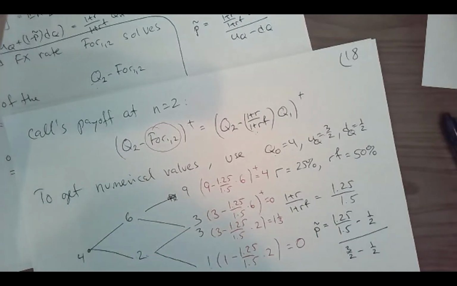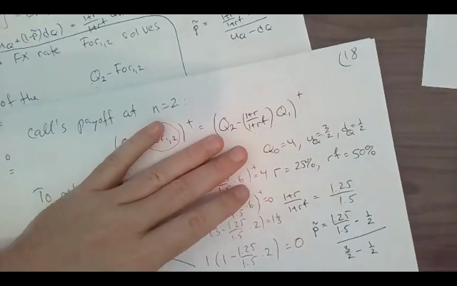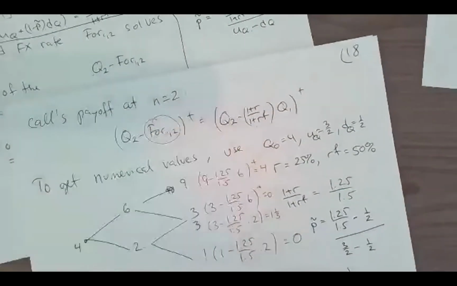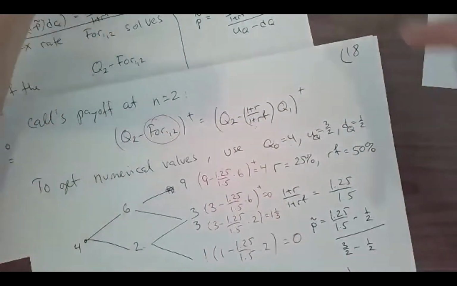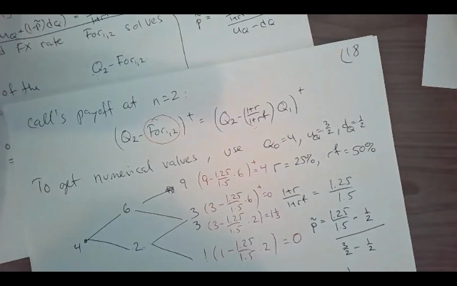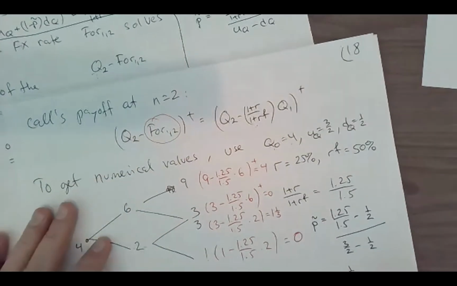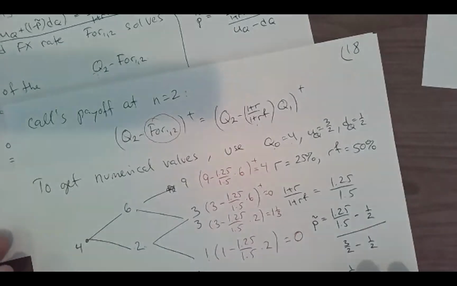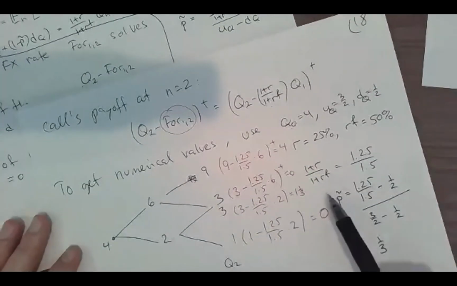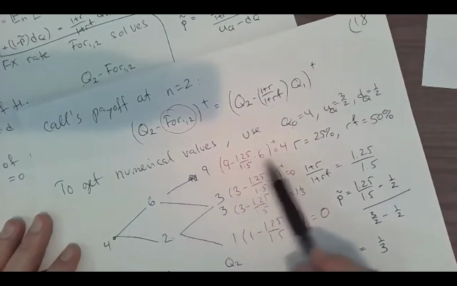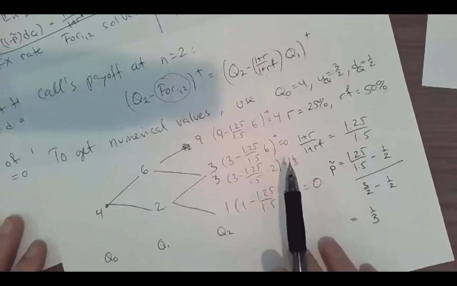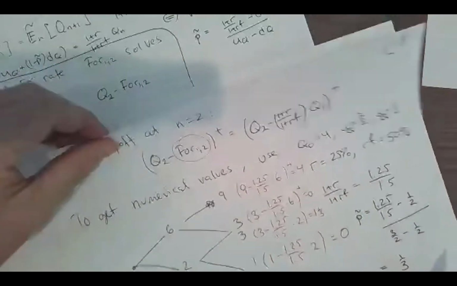Minus, again, a third. Let's double check this. Third. And so now, given I have the risk neutral probabilities, we can move these ones forward as we've done so many times before.